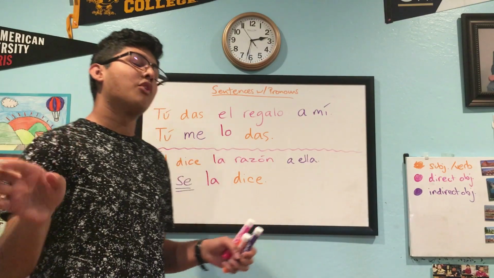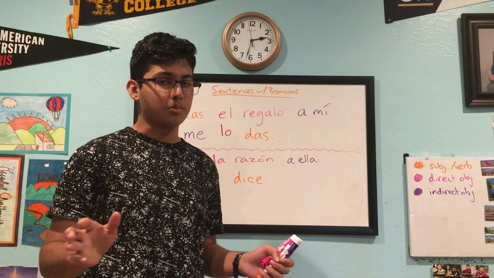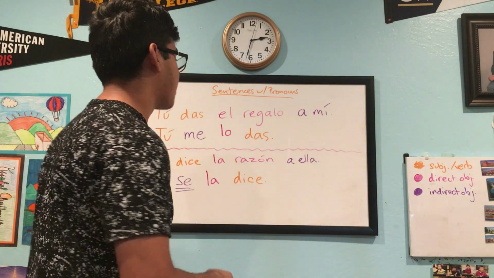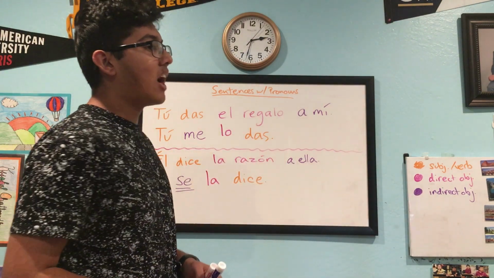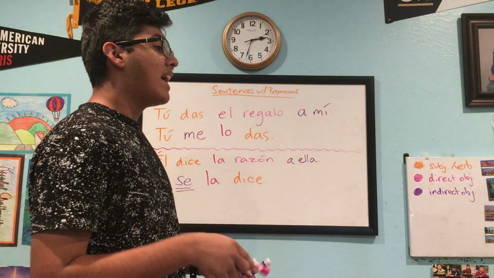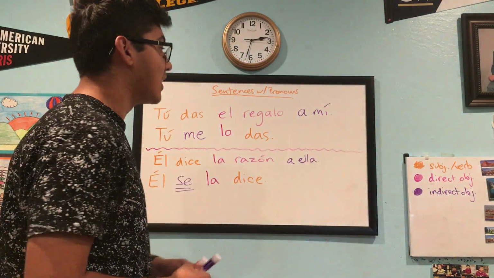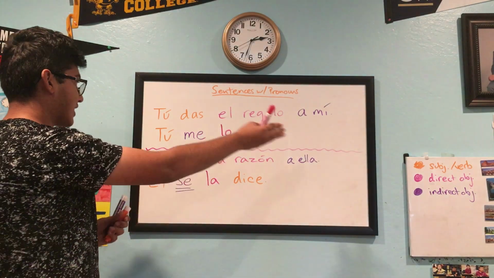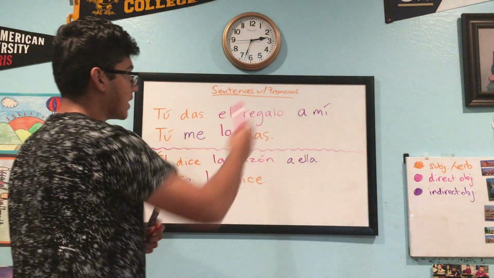Alright guys, before we get into commands with pronouns, I wanted to go over a couple of sentences with pronouns. So we're still in the indicative mood, which is basically just writing normal sentences like you give the present to me, and not in the imperative mood, which this episode will be about, and that's basically all the commands and stuff that we're going to be going over right after this. Alright, so the first example is you give the present to me. Tú das el regalo a mí.